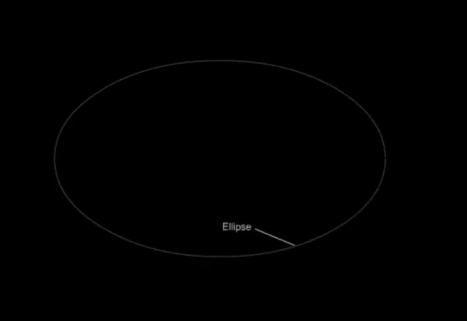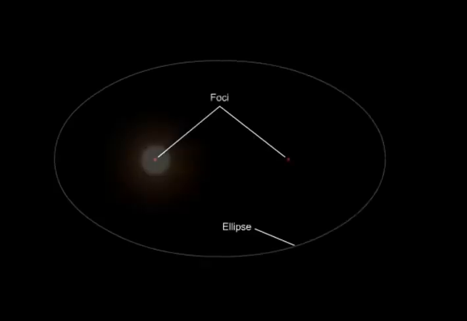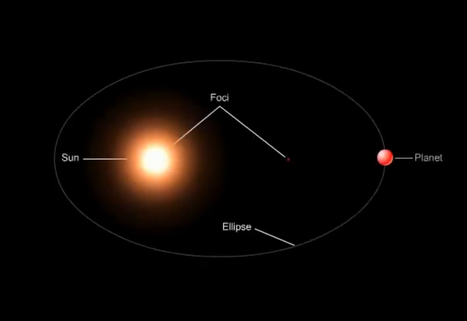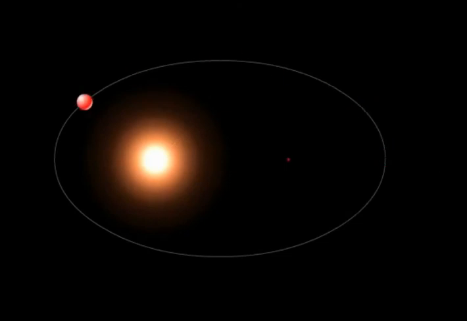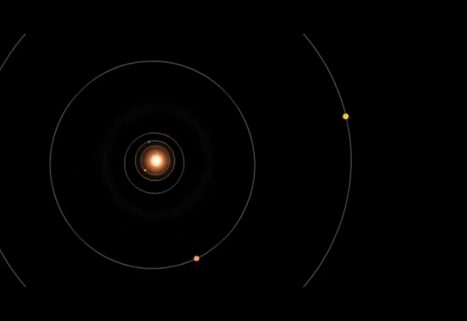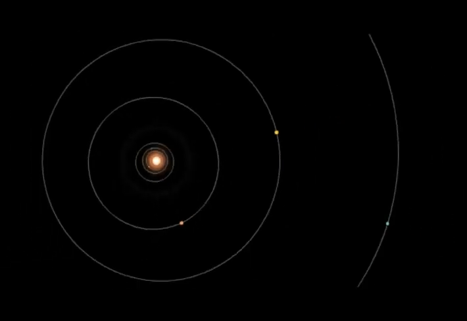So if we look at Kepler's first law of motion, Kepler stated that all planetary orbits are in an elliptical shape, where the sun is at one of the foci of that ellipse. And so we think of the orbits as being circular, but they're actually elliptical. And all of our planets revolve around the sun in this fashion.